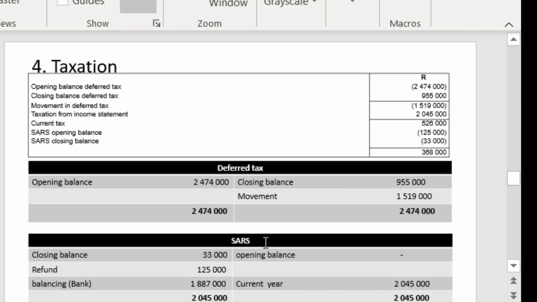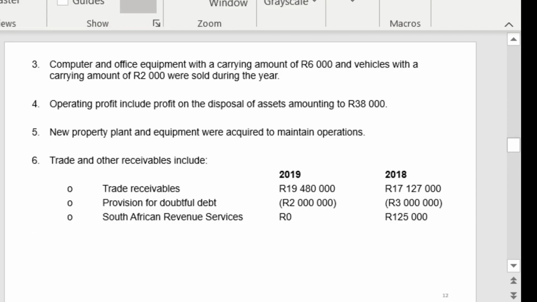If we go to the SARS account, it is a liability. So the opening balance will be on the credit side and the closing balance will be on the debit side. If we go to the information provided to us in the additional information, let's start here with trade and other receivables. We have a SARS account amount of 225,000 in 2018 as an opening balance.